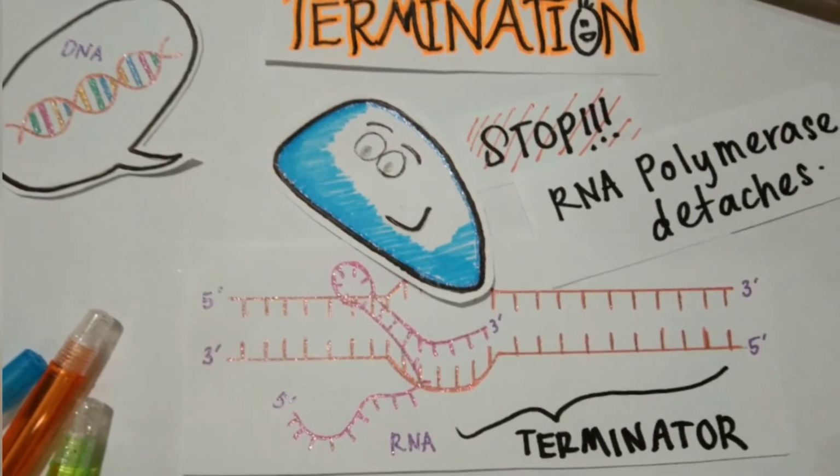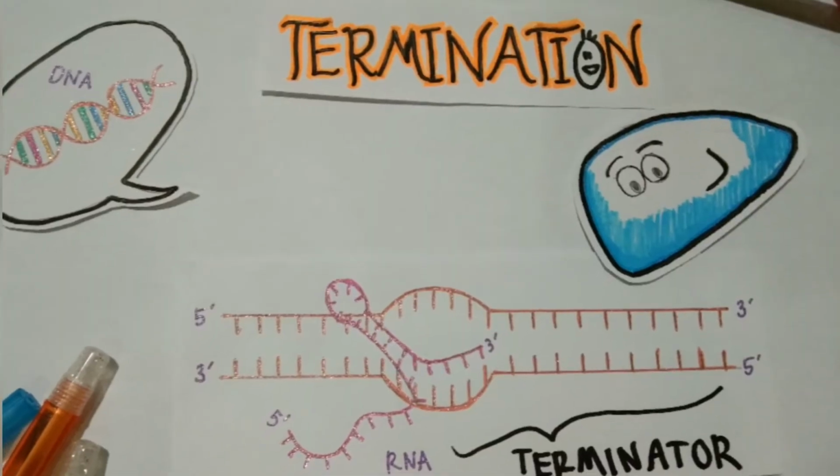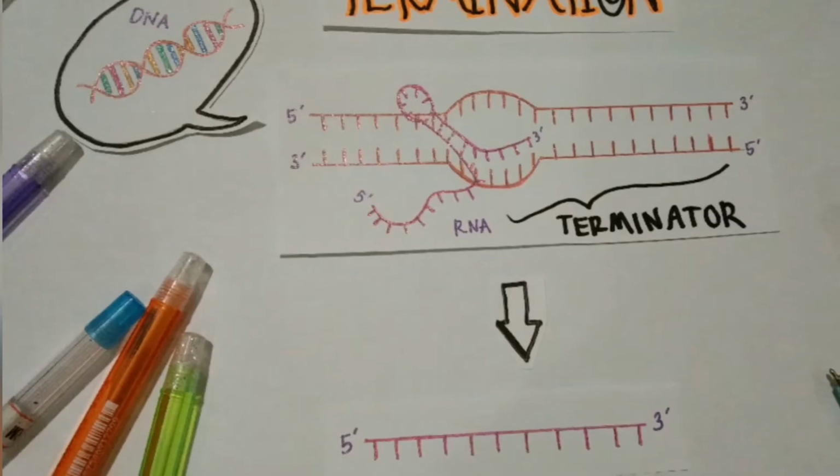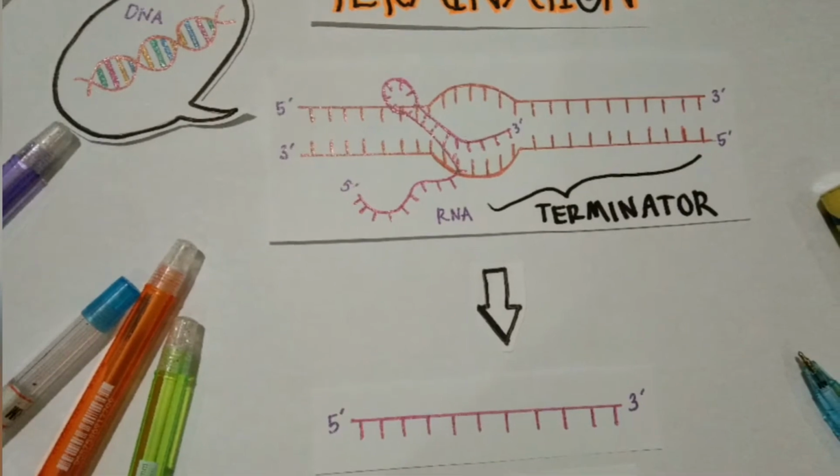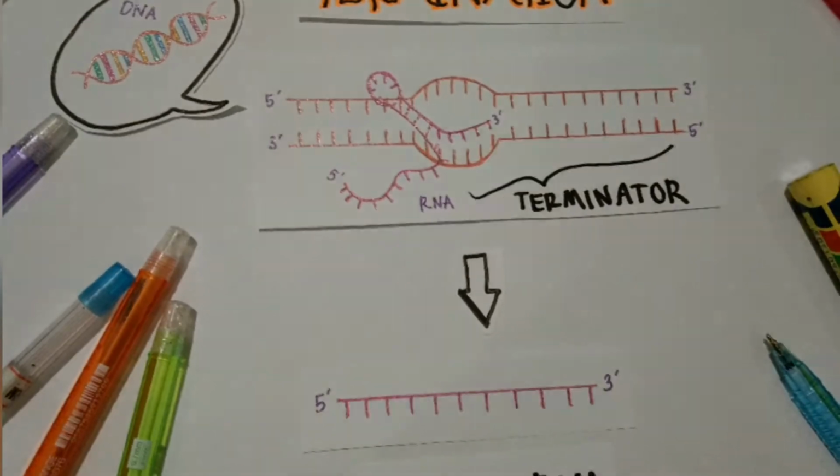The new mRNA molecule is released, and then it leaves the nucleus and attaches itself to the ribosome complex to begin translation.